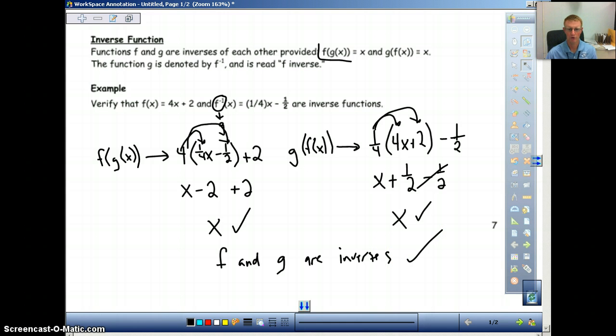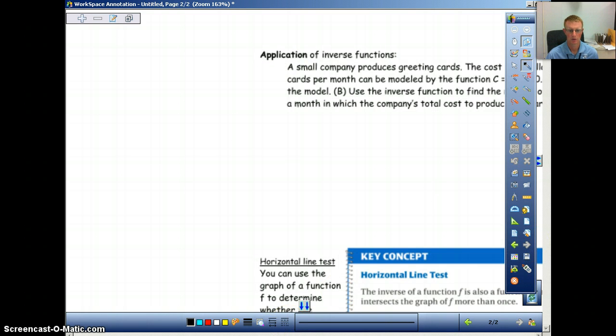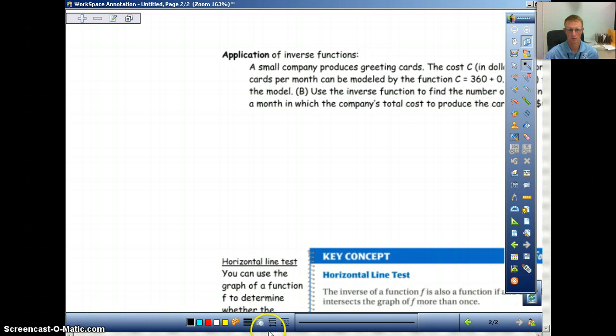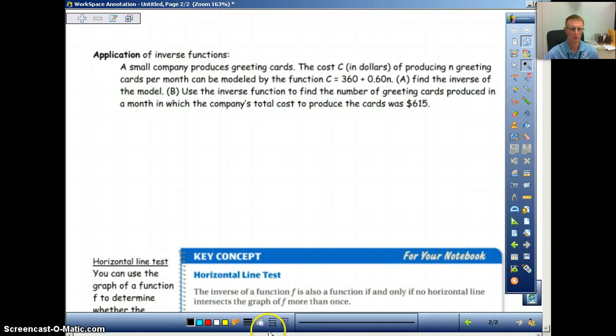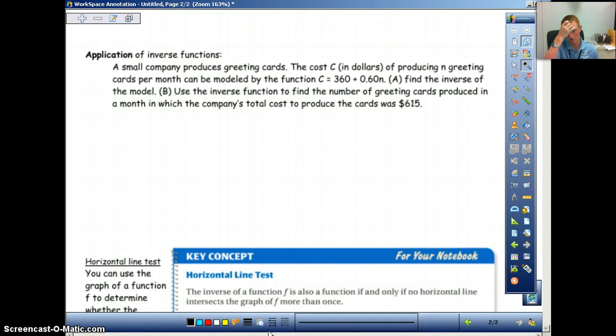Okay, so let's go ahead and move on to the back page. Again, this is a pretty quick section. This shouldn't take us the full 15 minutes. Okay, we're going to look at this story problem. And again, this story problem isn't that difficult because they're giving us a function already. So it says a small company produces greeting cards. The cost C in dollars of producing N greeting cards per month can be modeled by this function.